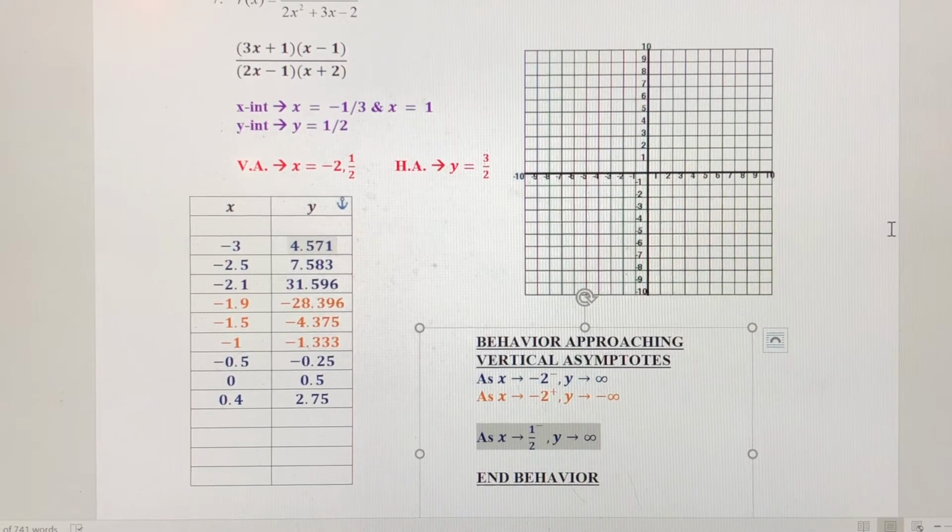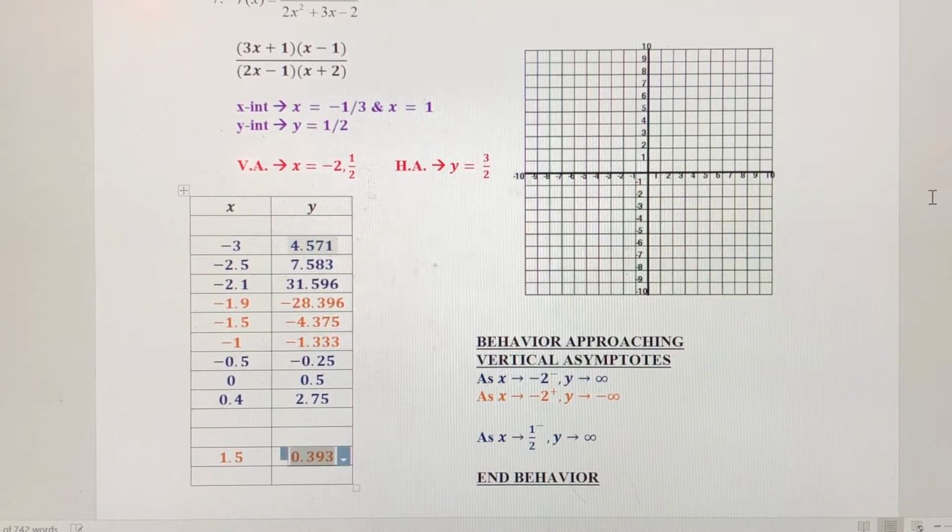Now let's approach 1/2 from the right side. So 1.5 is going to give me 0.393.